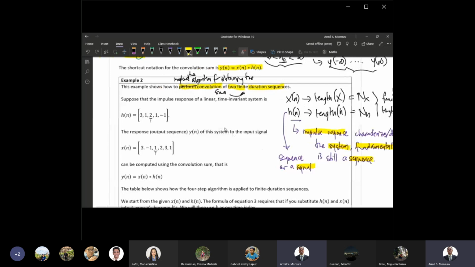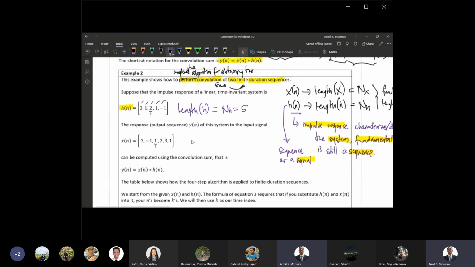So dito, let's suppose that we are given h of n as the sequence. So we take note that the length of h here, ilang terms ito? 1, 2, 3, 4, 5. So ang length ng hn natin is 5. While here, ang xn natin has this many terms. 1, 2, 3, 4, 5, 6. So yung length of x natin, nx, is 6.